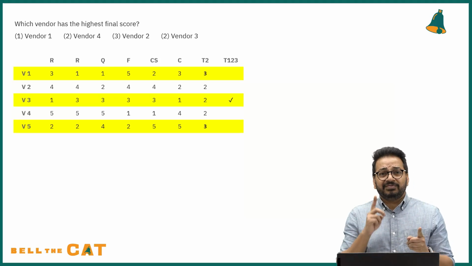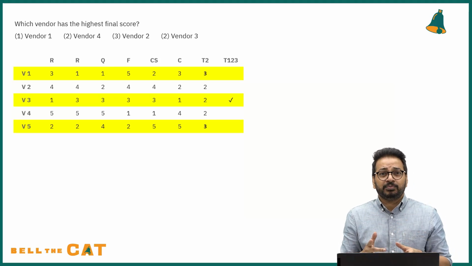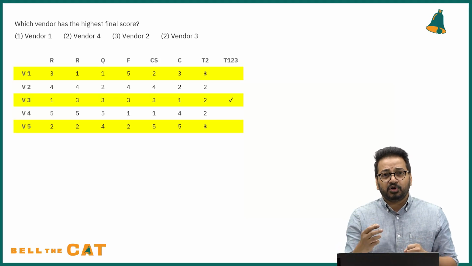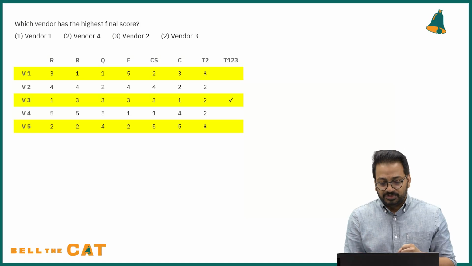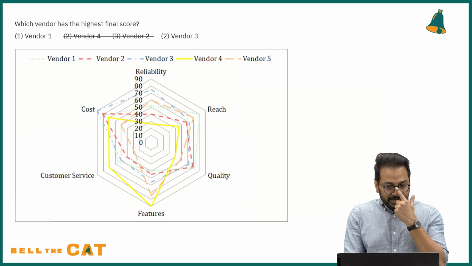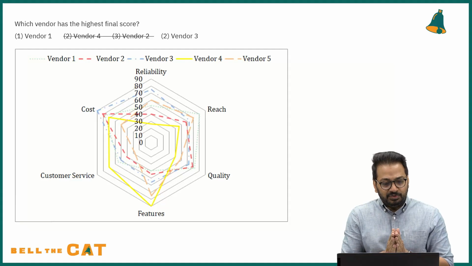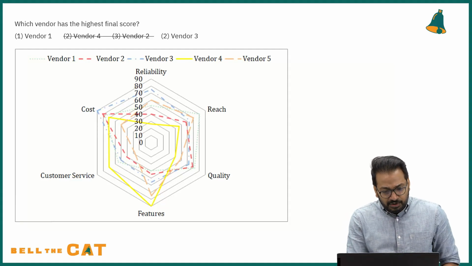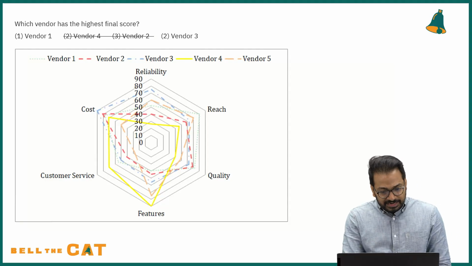I know vendor 1 and vendor 3 are the contenders for top 2 because they have maximum top 2 positions and top 3 positions. So I'm just going to compare between vendor 1 and vendor 3. Now between vendor 1 and vendor 3, what do I want to look at? I want to look at the highest final score.